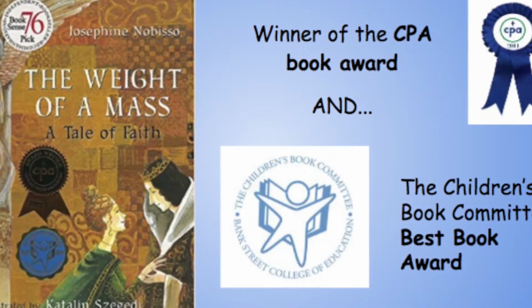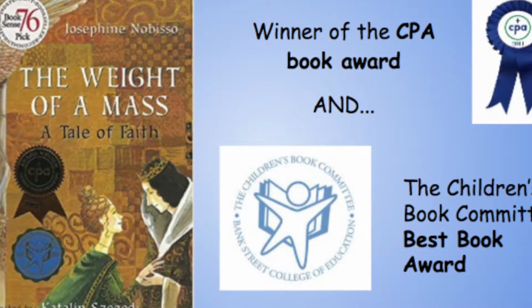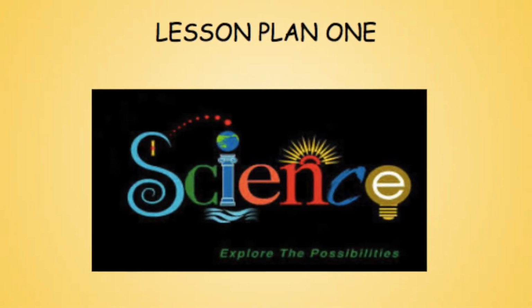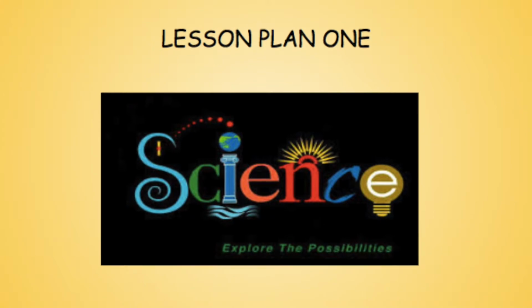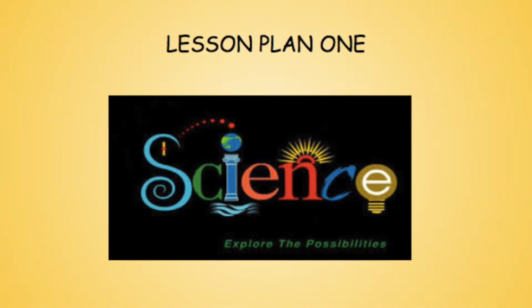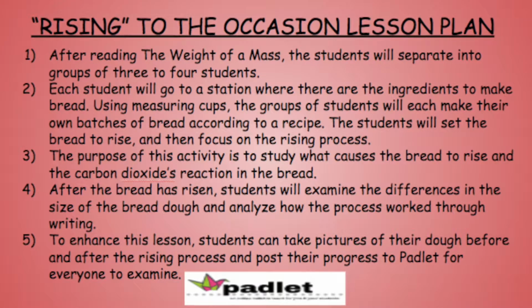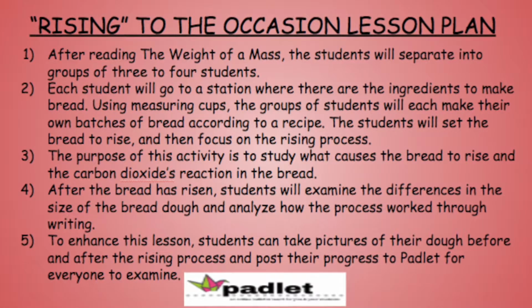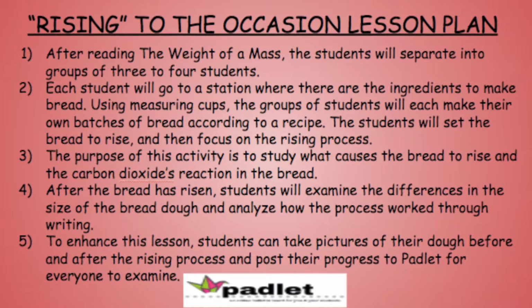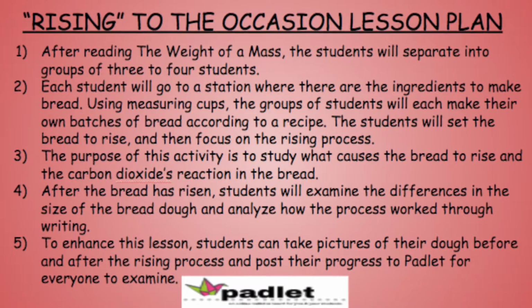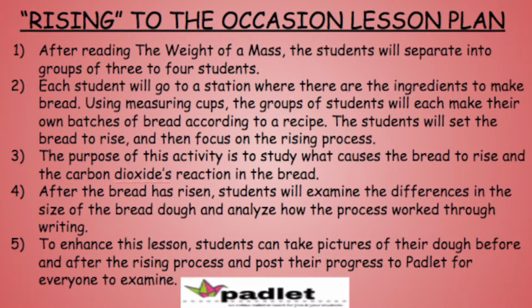My first lesson for this featured text is focused on science, rising to the occasion. After reading The Weight of a Mass, the students will separate into groups of 3 to 4 students. Each student will then go to a station where there are the ingredients to make their own bread. Using measuring cups, the groups of students will each make their own batches of bread according to a recipe. The students will set the bread to rise and then focus on the rising process.